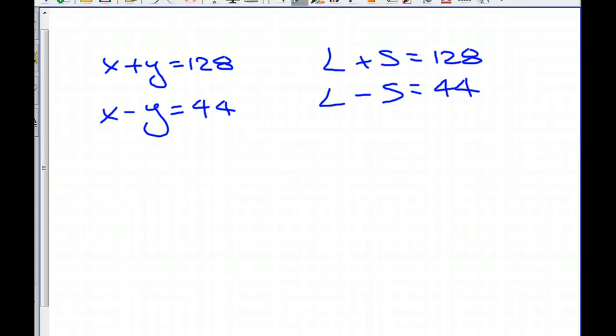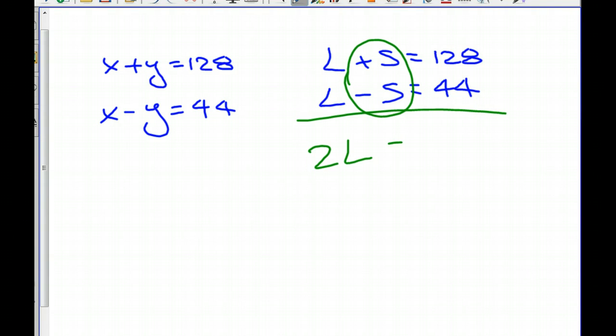Actually, what I would end up doing with this one, Madison, is here's my problem. Those are going to cancel. And then I just divide and done. Dude. Wow. I didn't even think of that. So that gives me 86 for my L and go from there. So be looking for the opportunity, sometimes substitution is easier, sometimes elimination is easier. Obviously elimination was easier on that one.